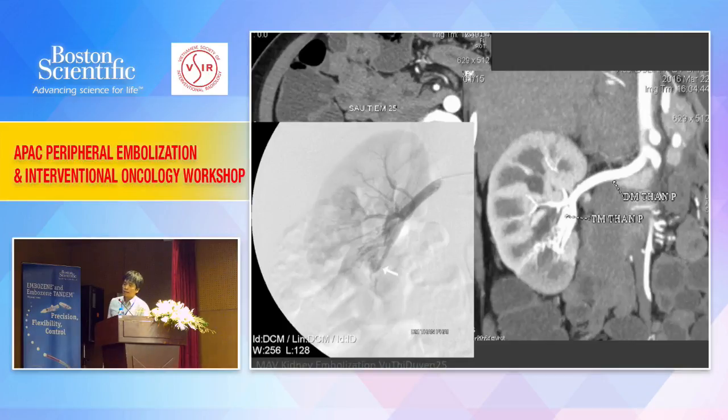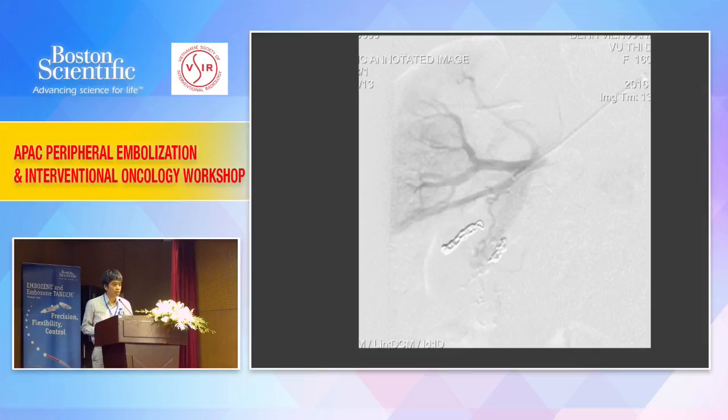And this is another case. I think that the quality of the image on the screen is not good enough to show you that there's a fistula, an arteriovenous fistula here, which is indirectly seen in the vascular malformation. And in this case, we also have the indication to occlude the malformation.